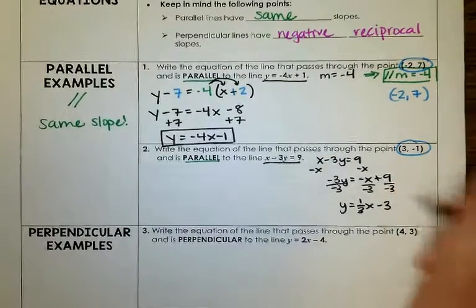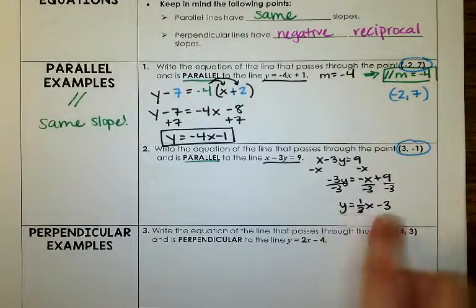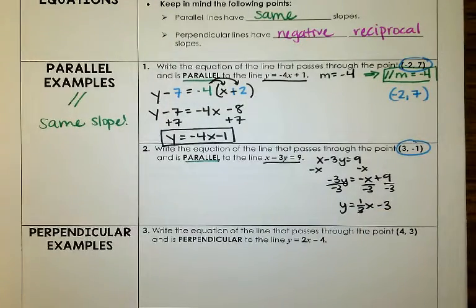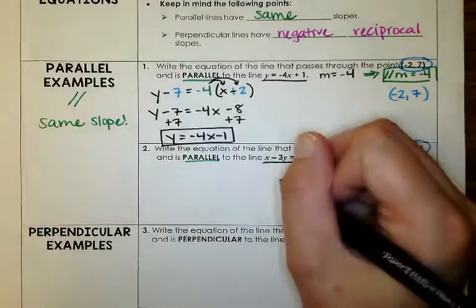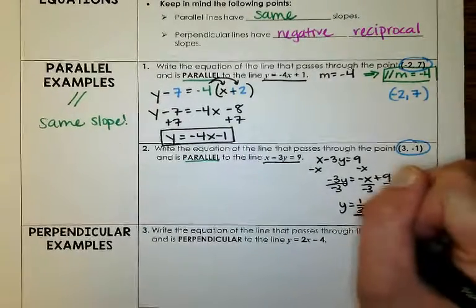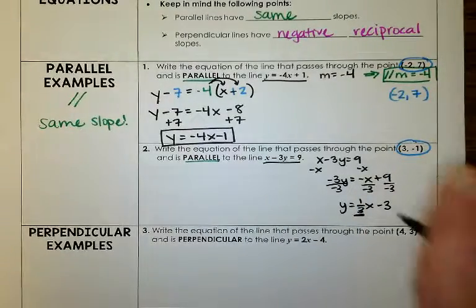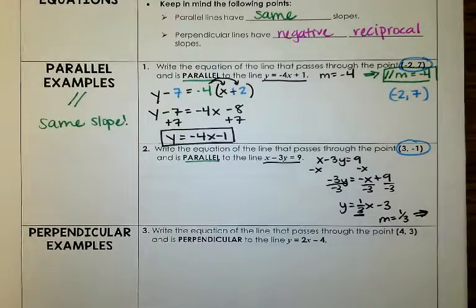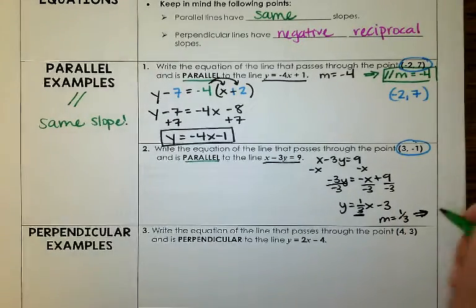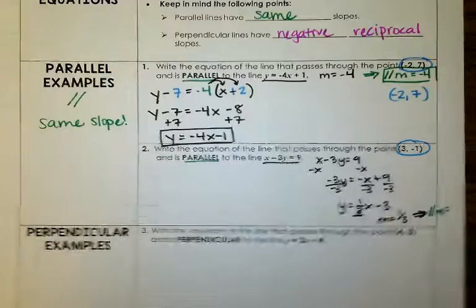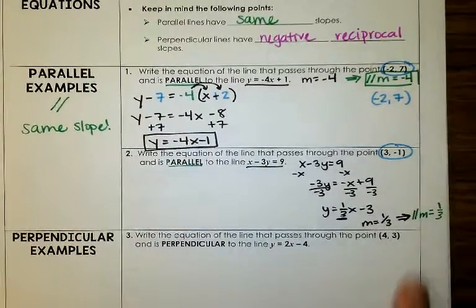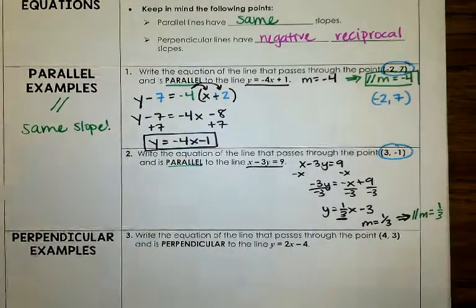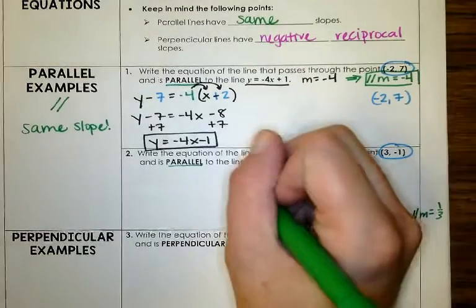If my original line has a slope of 1/3, what is my perpendicular slope going to be? It's also going to be 1/3, isn't it? So, I'm sorry. We are looking at parallel. Y'all, correct me, okay? So, I'm just going to rewrite this over here. My parallel slope is also 1/3.